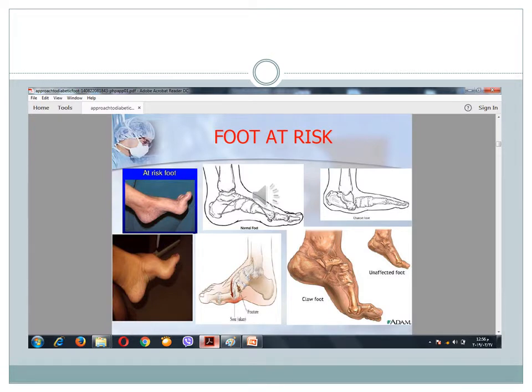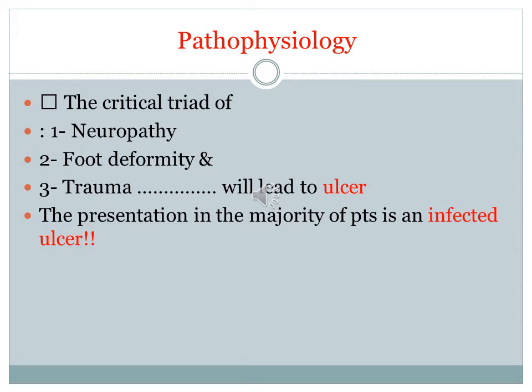This picture is about certain conditions which make the foot more susceptible to ulcer and amputation: deformity, neuropathy, vascular disease, previous trauma. What is the main pathophysiology of diabetic foot? The critical triad of neuropathy, foot deformity, and trauma will lead to ulcer. The presentation in the majority of patients is an infected ulcer. This neuropathy, foot deformity, and trauma lead to an infected ulcer.